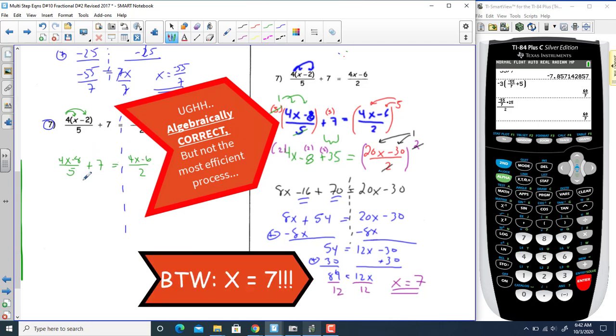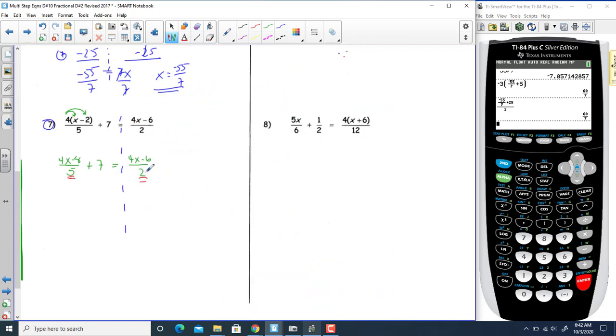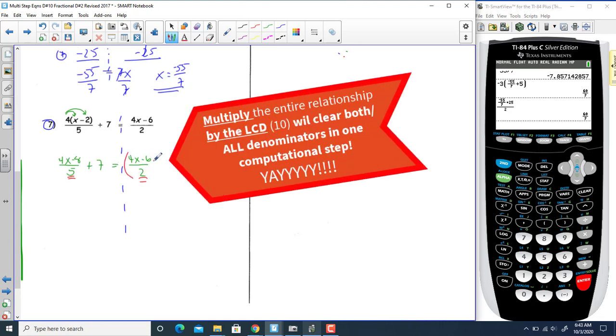It's more efficient to understand that since we want to clear a denominator of both 5 and 2, we could multiply by the least common multiple, or any multiple of 5 and 2. The least common multiple would be the most efficient method because the multiplications would be a little less complex and the numbers wouldn't be as high. So although you could multiply by 20 and you could multiply by 30 and any amount that 5 and 2 divide into, it's easiest to multiply by 10.